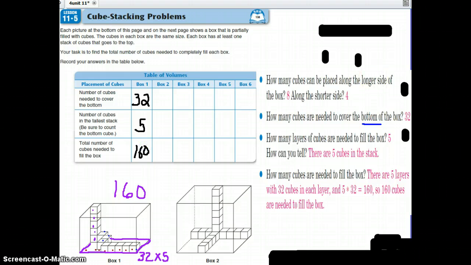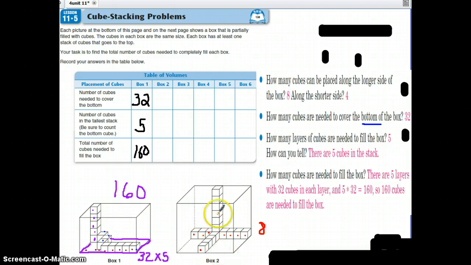I'm going to do one more with you to make sure you understand what you're doing. So the next one, how many cubes to cover the bottom? Well, to cover the bottom, I had to count across. 1, 2, 3, 4, 5, 6, 7, 8. It's 8 again.